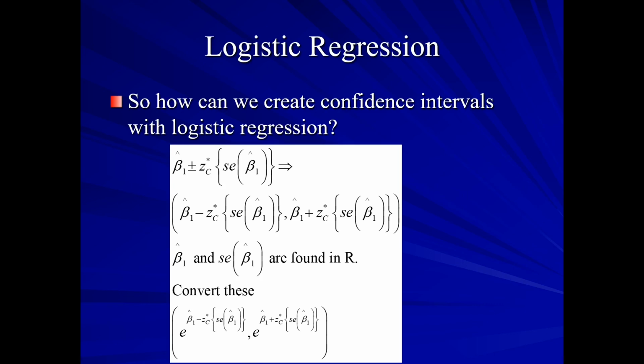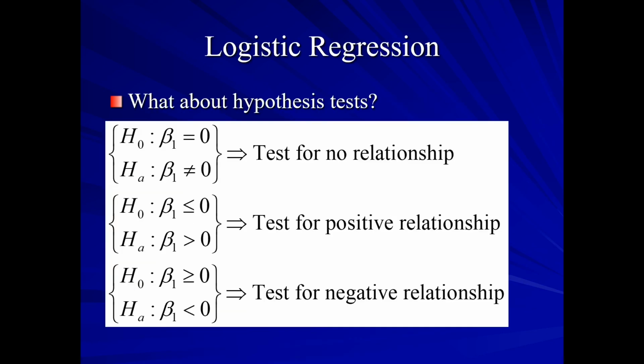Therefore, if we expand this out, we get beta 1 hat minus z star times the standard error of beta 1 hat, and beta 1 hat plus z star times the standard error of beta 1 hat. Now, beta 1 hat and the standard error of beta 1 hat are both going to be found in the R output, and we can then just convert these by exponentiating both.